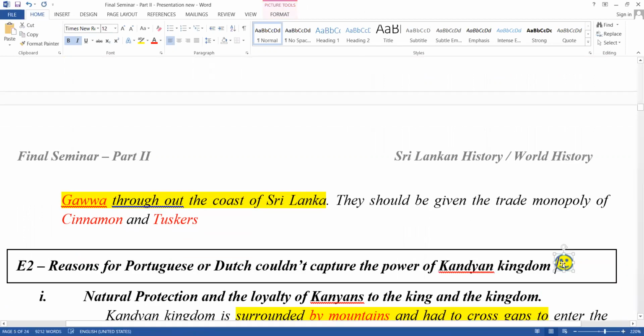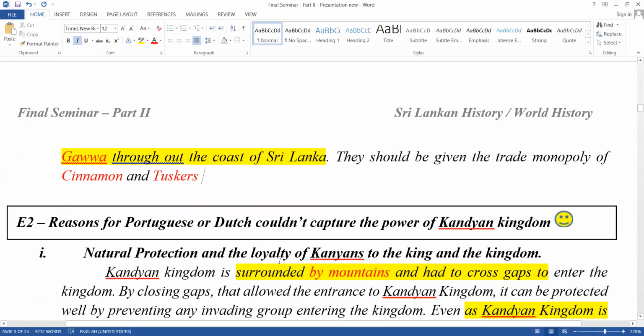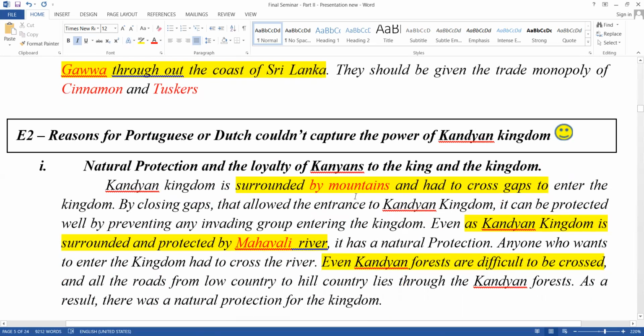Why the Portuguese or Dutch could not capture the power of this Kandyan kingdom, right? One thing is natural protection and the loyalty of the Kandyans to the king. Which nation introduced coffee? The Dutch, but it was done by whom? The British. Okay, right. So the Kandyan kingdom is surrounded by mountains and one had to cross the gaps. If they cross the gaps, no one can enter. And by closing the gaps, they can protect the Kandyan kingdom, but we don't do it like that.